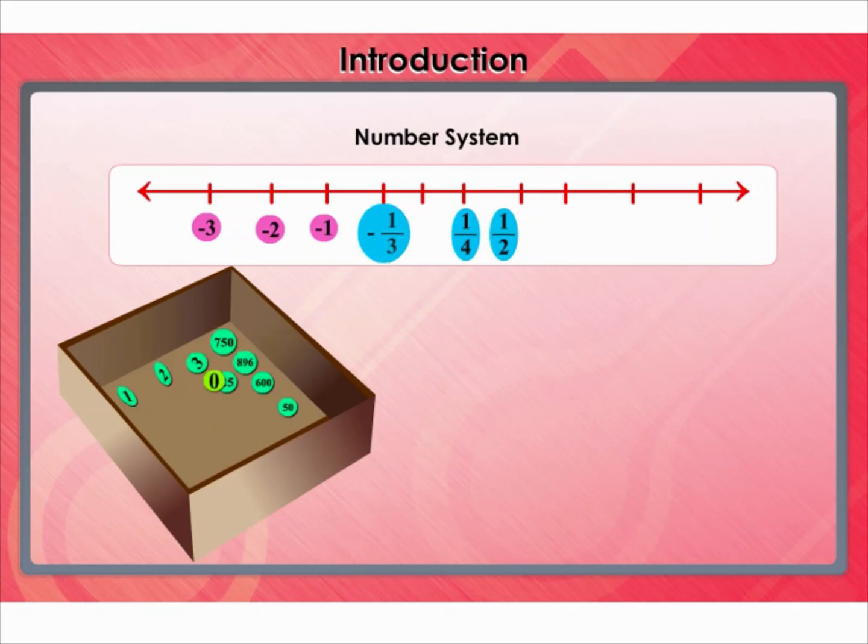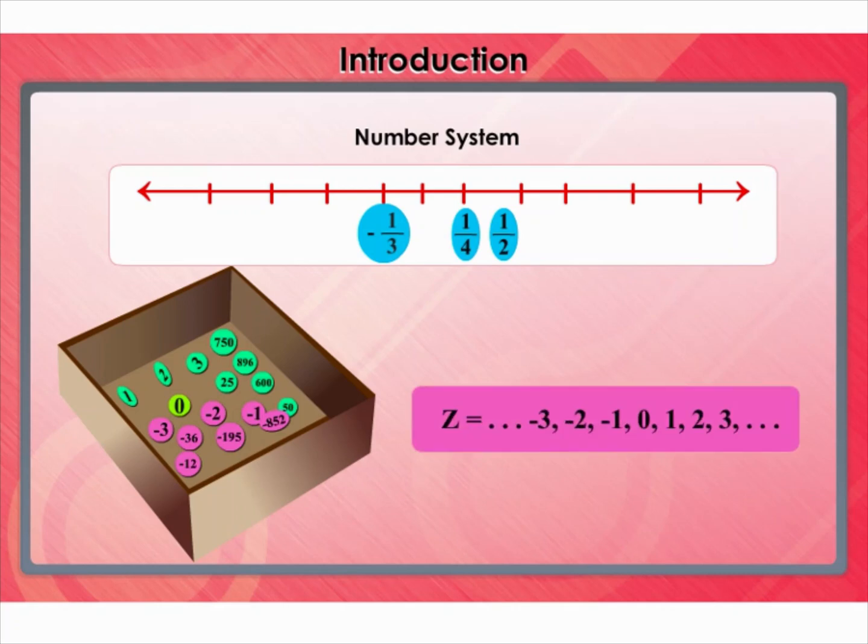Now pick up 0 and put it into the box. Now it's a collection of whole numbers, which is denoted by the symbol capital W. Put all the negative integers into this box. Now this box contains a collection of all integers and it's denoted by the symbol capital Z.